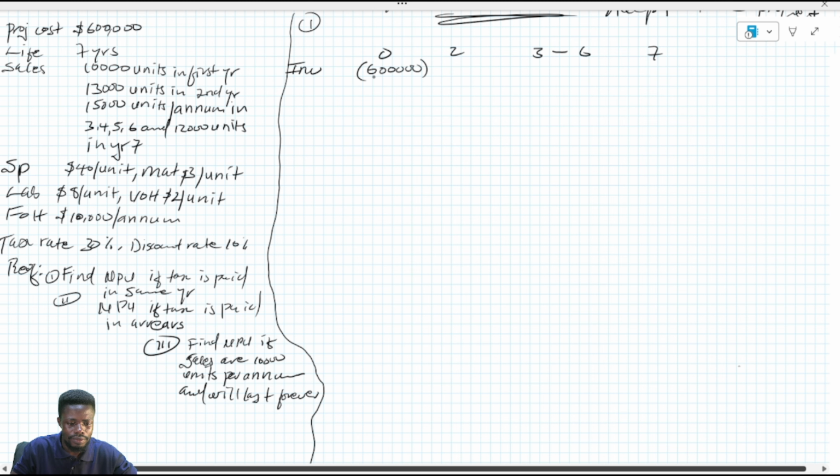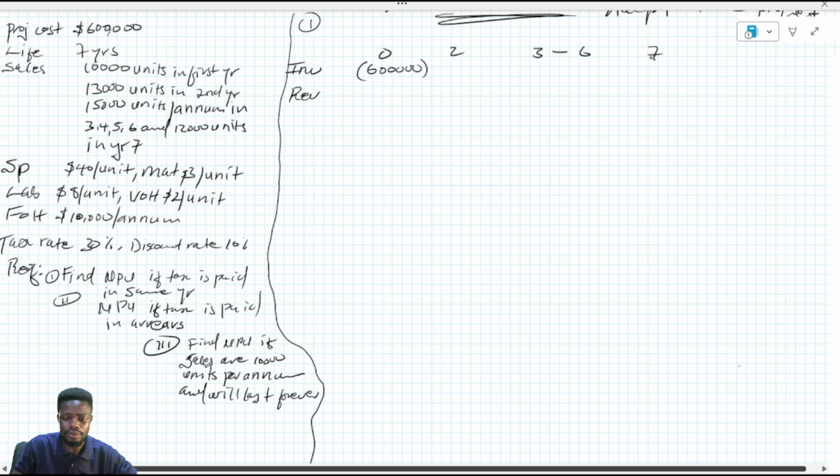Okay, $600,000. The next thing you bring is your revenue. How are you going to calculate your revenue? Now, to calculate revenue, what's your sales for year 1? In the first year, you have 10,000 units sold. And what's the selling price? Definitely your selling price is $40 per unit. So 10,000 times $40 per unit.